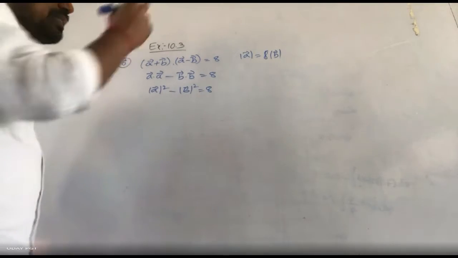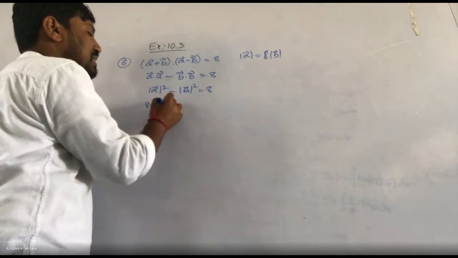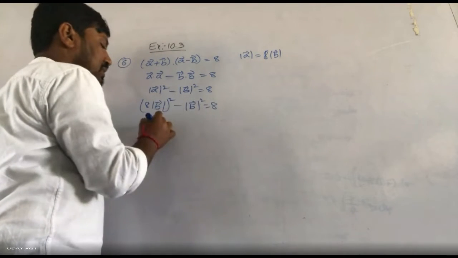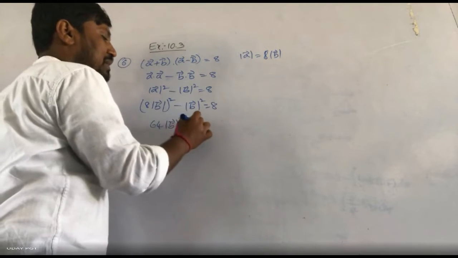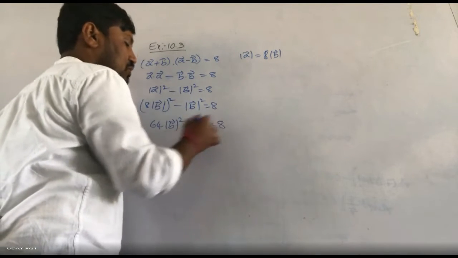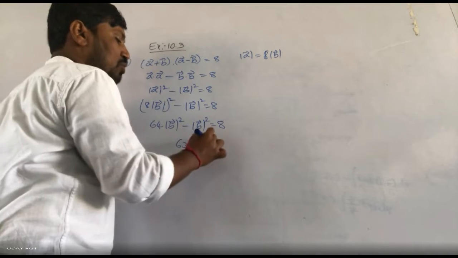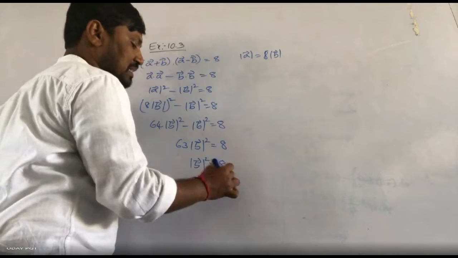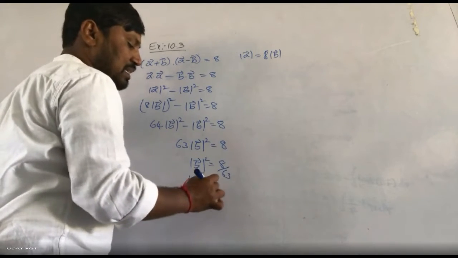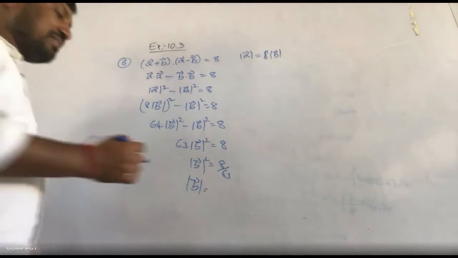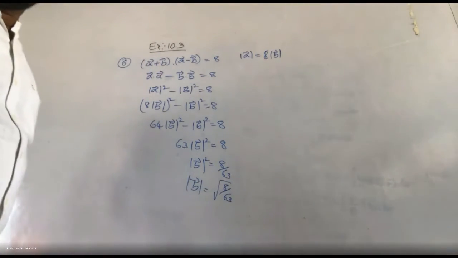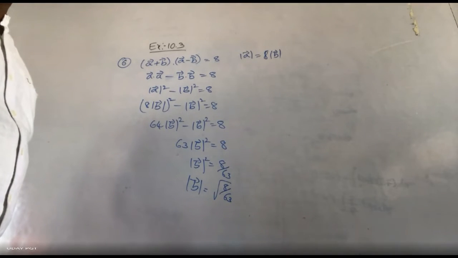The magnitude of a bar is equal to 8 into the magnitude of b, which is given, whole squared. On substitution, 64 times magnitude of b whole square minus magnitude of b whole square is equal to 8. So 63 times magnitude of b whole square is equal to 8, and magnitude of b whole square is 8 by 63. So the magnitude of b is the square root of 8 by 63. That's all. Simple question only. Isn't it? Then you can find a and b here.